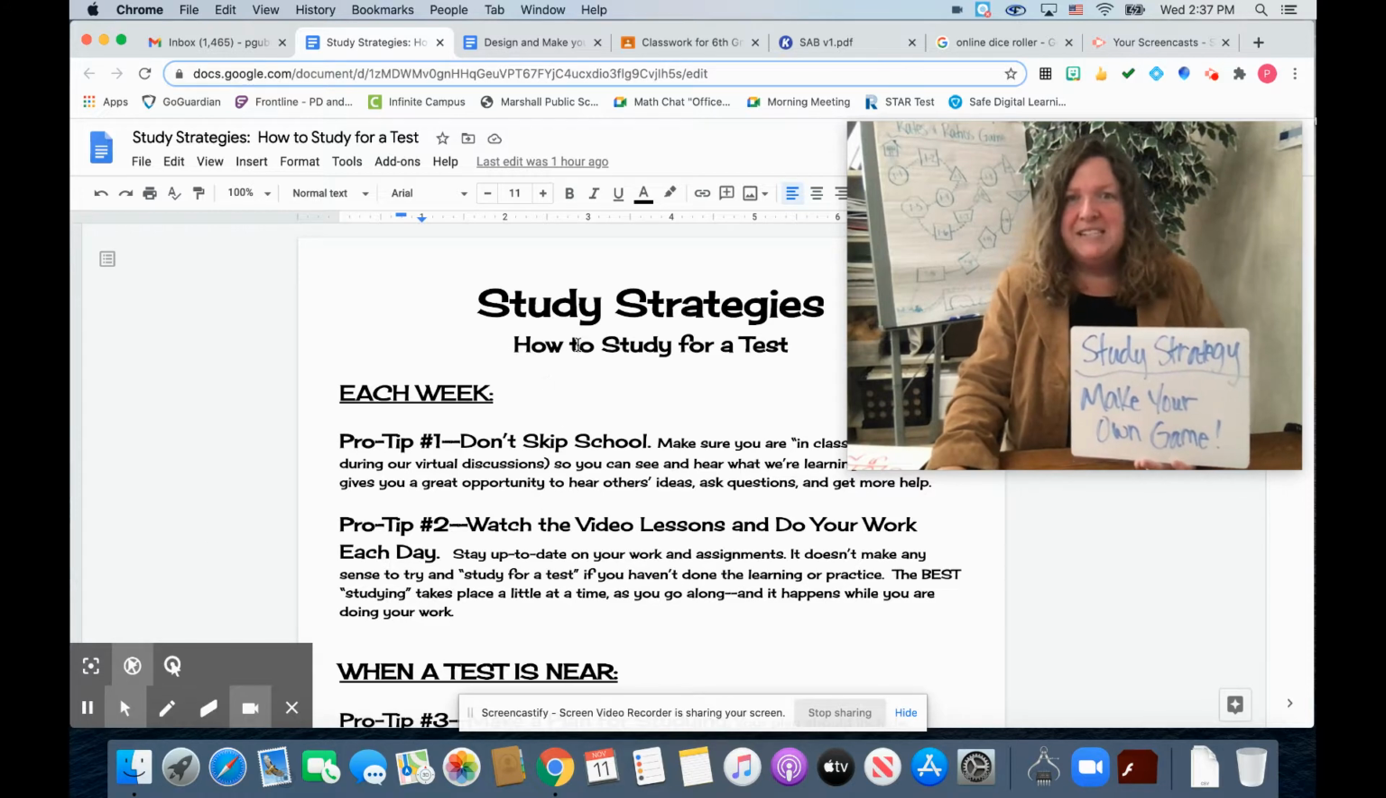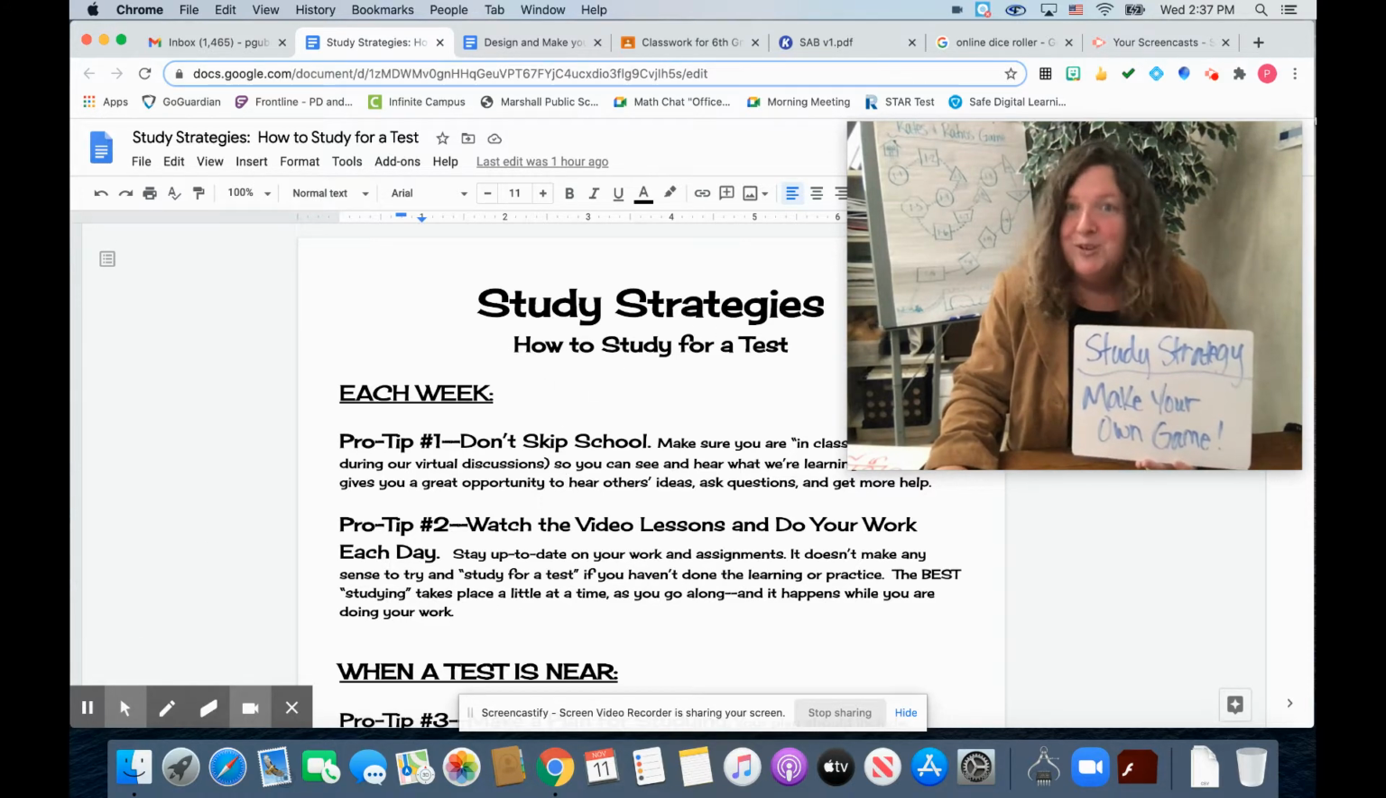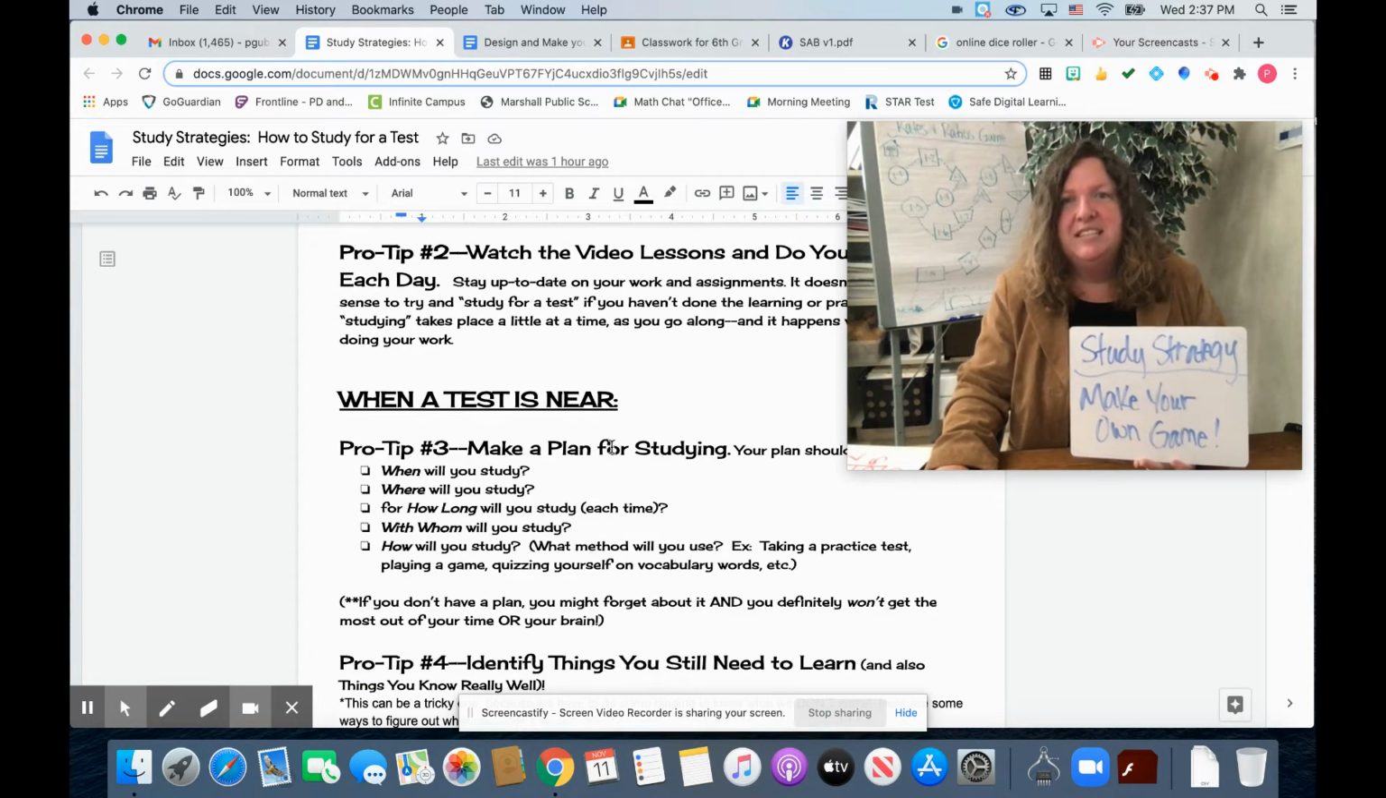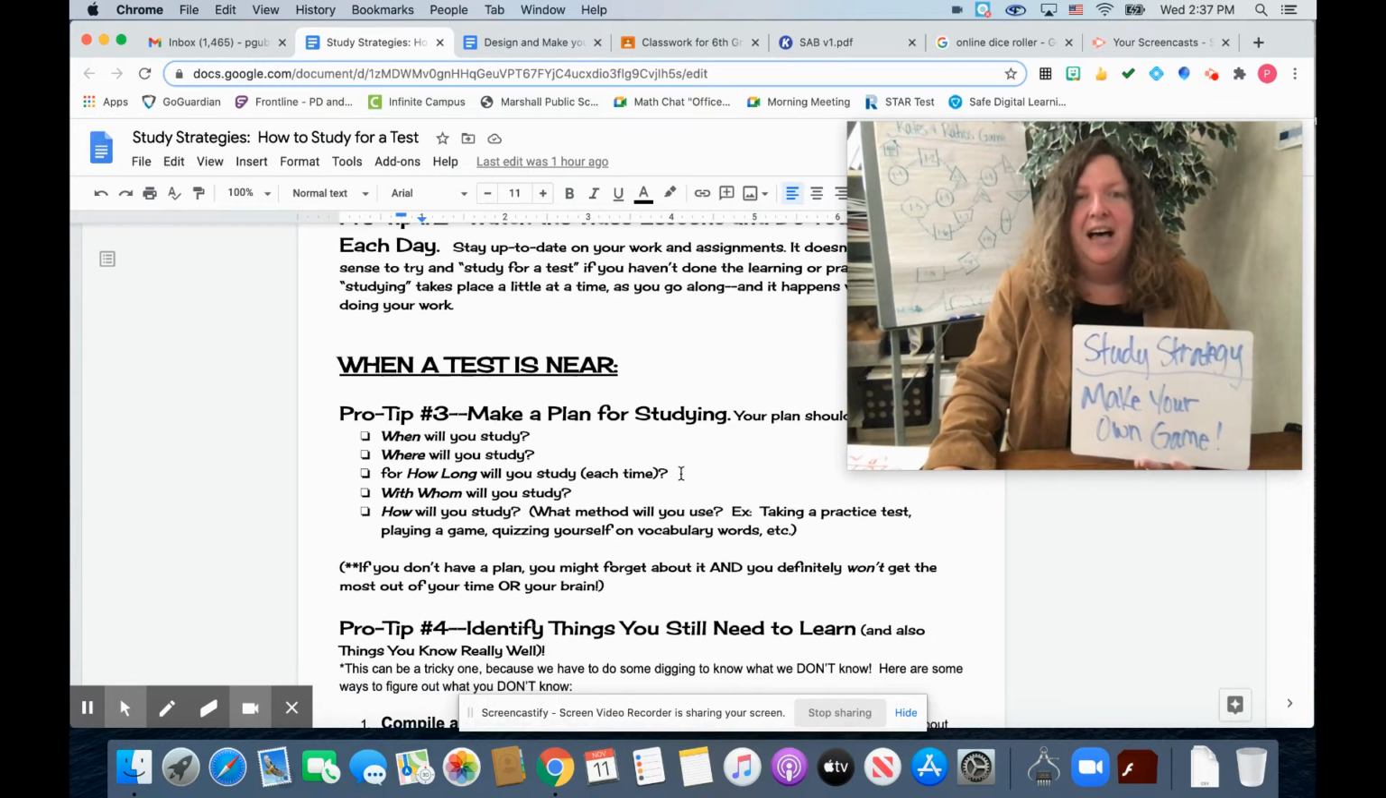So study strategies, how to study for the test. This is for when a test is near, but you can actually do it each week too. But studying is, a test is coming up. You want to be able to do your best.